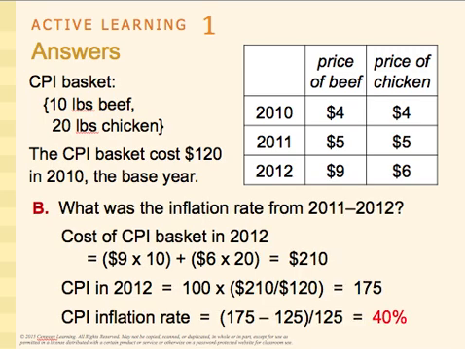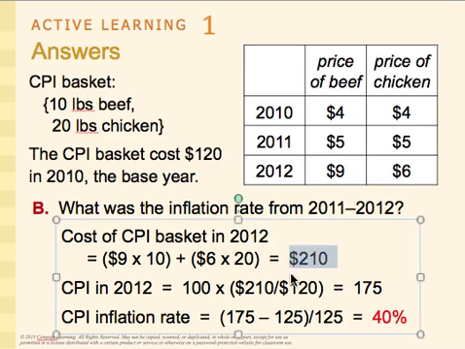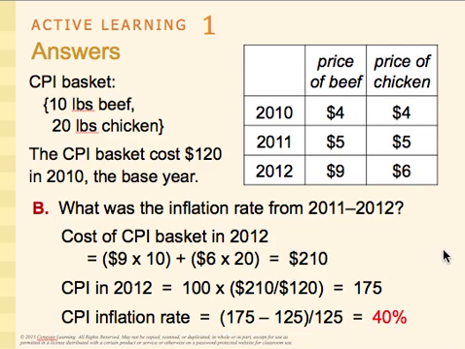Now, in B, same scenario, but we're doing a different calculation here. What is the inflation rate from 2011 to 2012? The cost of the CPI basket in 2012, very simple calculation: the price of beef times the quantity of beef, plus the price of chicken times the quantity of chicken for that year. We crept up to $210. Okay, it's going up. CPI in 2012 then is the current year divided by the base year. 210 divided by 120 times 100, which is 175.